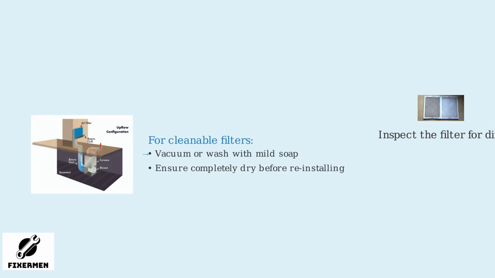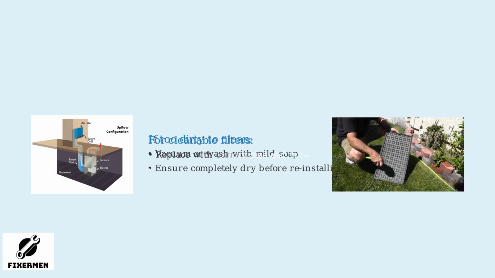For cleanable filters, you can vacuum them or wash with mild soap and water. Make sure they are completely dry before putting them back. If the filter is too dirty to clean, replace it with a new one of the correct size and type. Regular filter checks every month are crucial for maintaining AC performance.